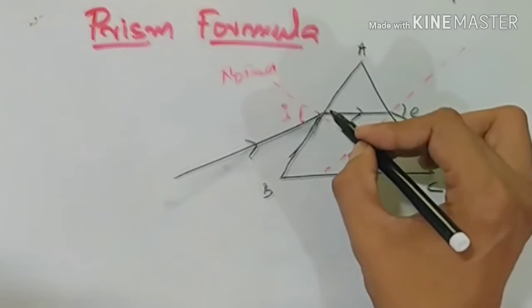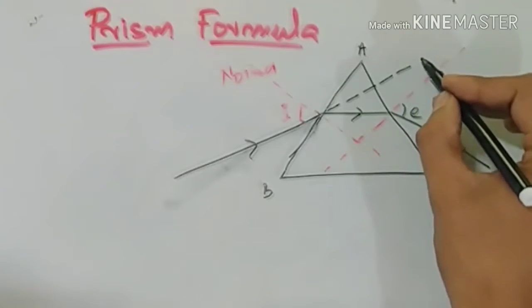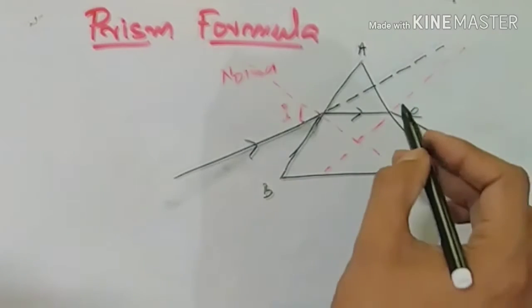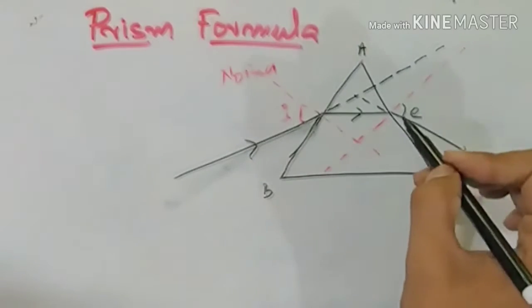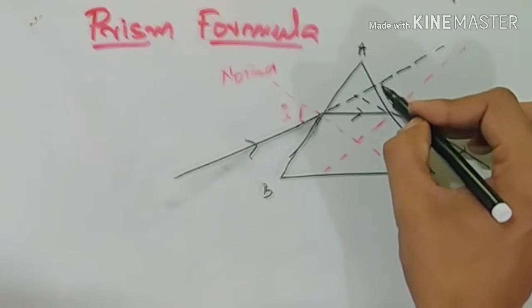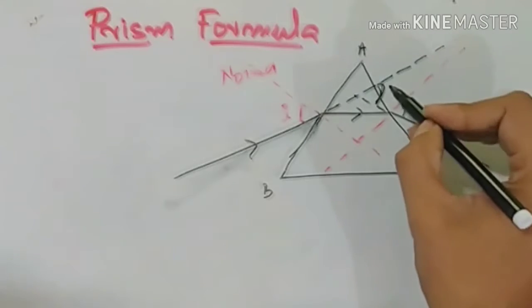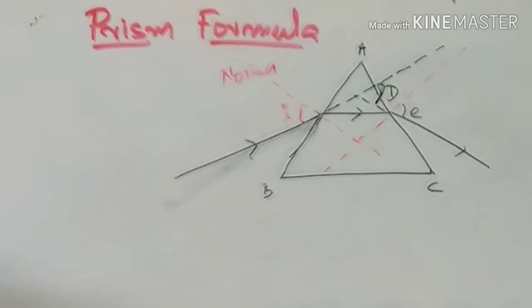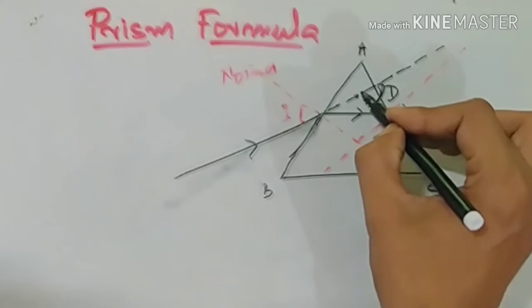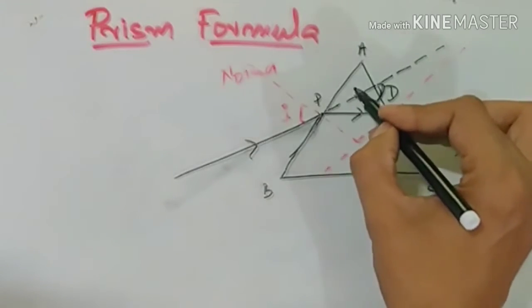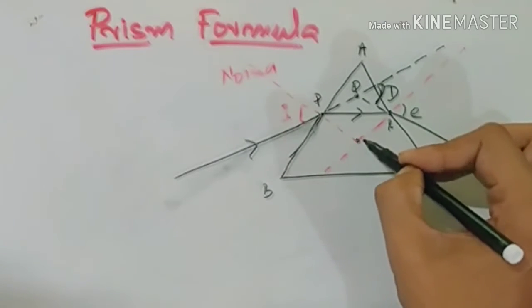Then if I extend the incident ray forward, this is the incident ray extended forward, and if I extend the emerging ray backwards, it will converge at a common point, and the angle between these two rays, that is the angle between incident ray and emerging ray, is called the angle of deviation. Let me mark it as D. And for our communication purpose, let's mark this point as P, this point as Q, this point as R, and this point as S.